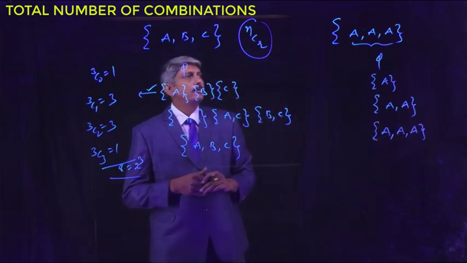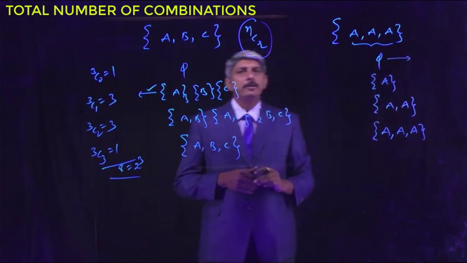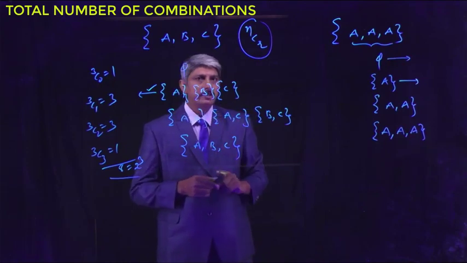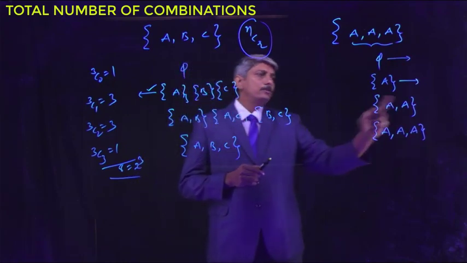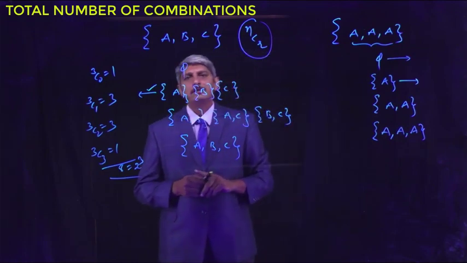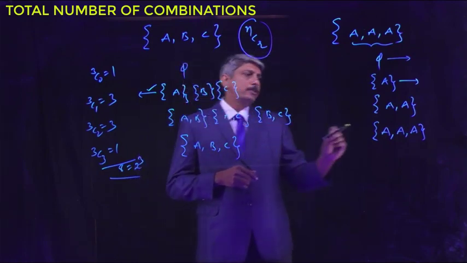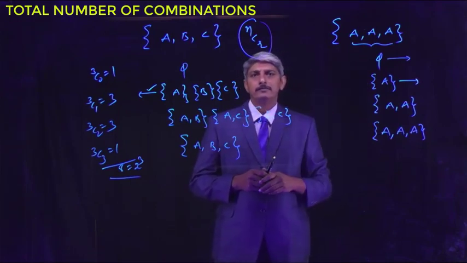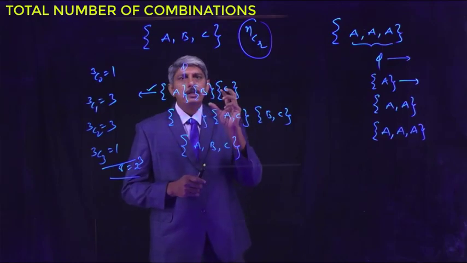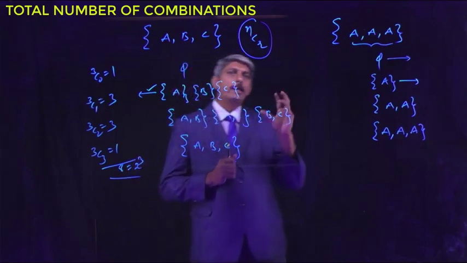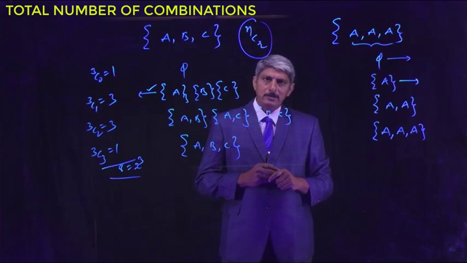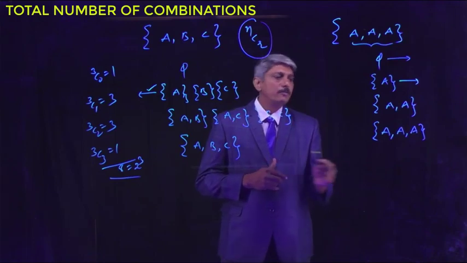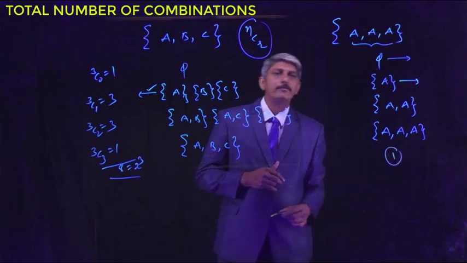So we select one element out of 3 like elements. How many possibilities? One possibility. We select 2 elements out of 3 like elements. That is also one way. Selecting 3 elements out of 3 like elements is also one. Therefore, when n like things are given, the number of ways of selecting r things out of n like things, how much is the value? 1 only.